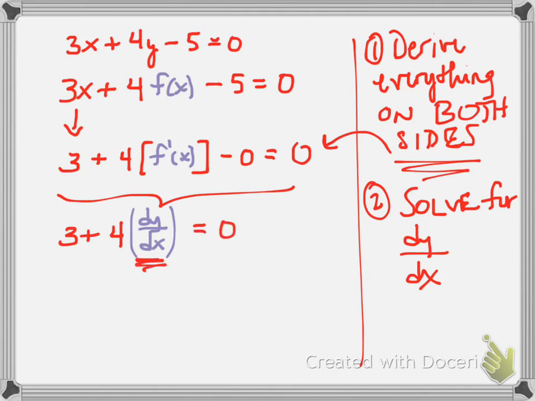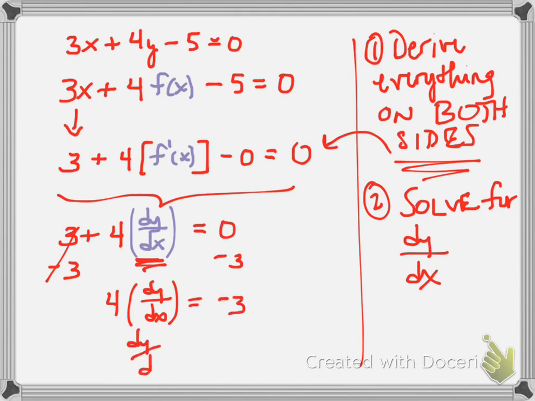If I'm supposed to be solving for dy/dx, then I need to algebraically move some things out of the way. So I need to take 3 away from both sides, right? And I have 4 times dy/dx equals negative 3. And so dy/dx equals negative 3/4. Okay? So that's the idea.